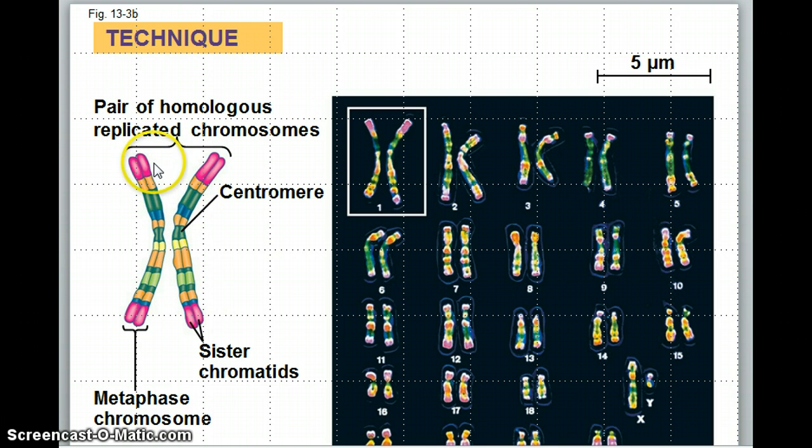It's your replicated chromosomes, your centromere located in the same place, two sister chromatids pair, sister chromatid pair here, sister chromatid pair here to make your homolog. Alright, this is a metaphase chromosome. They're arrested in metaphase. Okay?